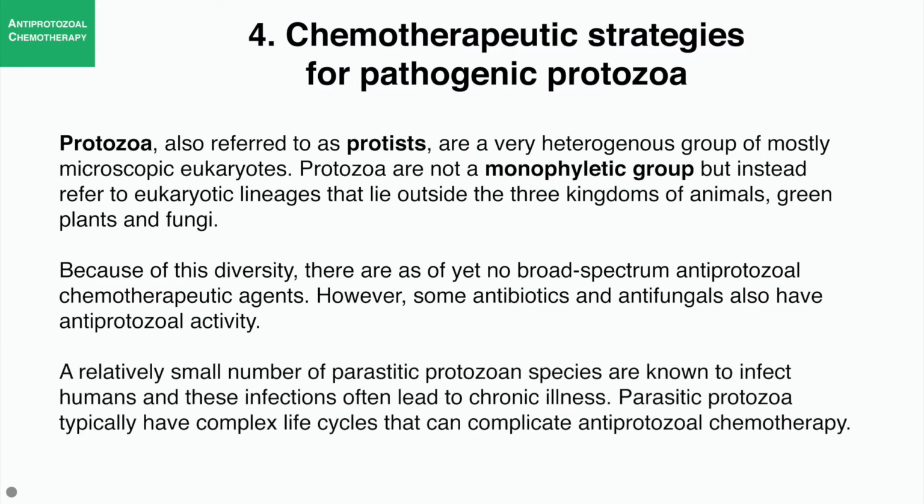A relatively small number of protozoan species are known to infect humans. These infections are often chronic in nature, such as malaria. Parasitic protozoa often have complex life cycles that can complicate antiprotozoal chemotherapy.